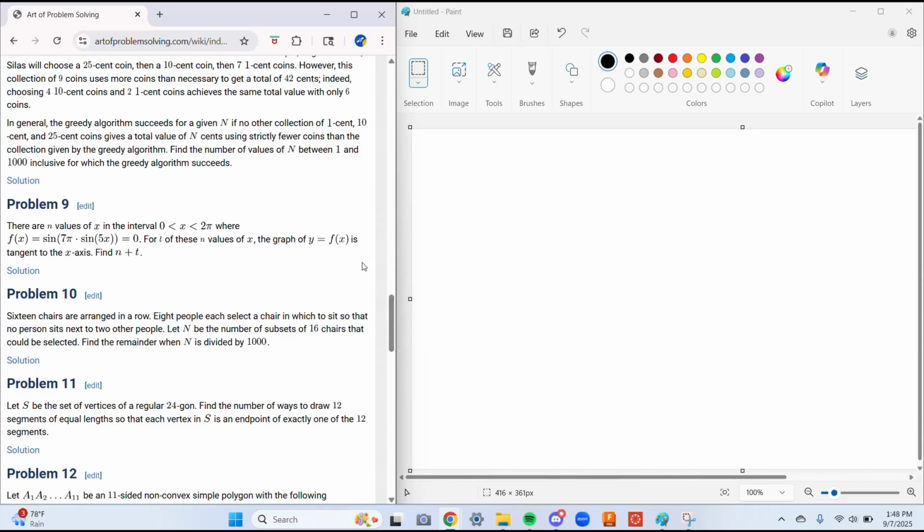In this video, I'll be going over my solution to problem 10 on the 2025 AIME 2. So the problem says 16 chairs are arranged in a row. 8 people each select a chair in which to sit in, so that no person sits next to 2 other people. Let n be the number of subsets of 16 chairs that can be selected. Find the remainder when n is divided by 1000.